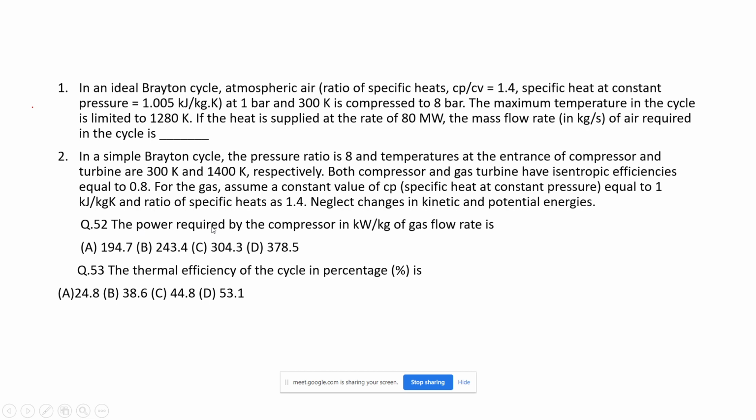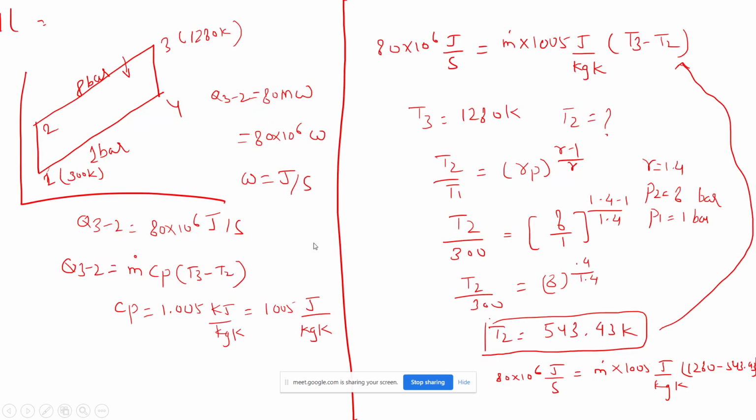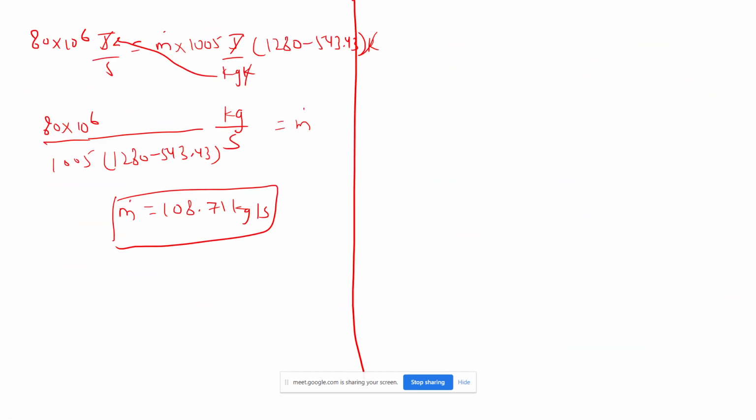So the power required by the compressor in kilowatt per kg of gas flow rate, here they have talked about per kg of gas flow rate. So m dot we have to take as 1 kg per second. The second question they have asked is thermal efficiency. We'll do this problem now. Question number 2.